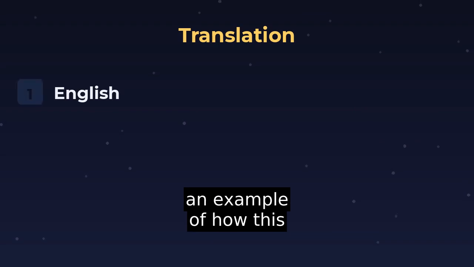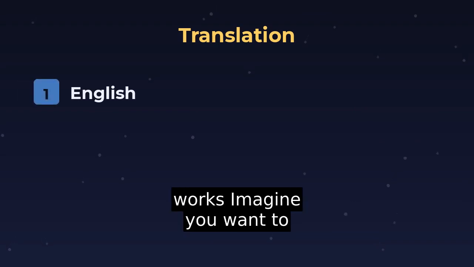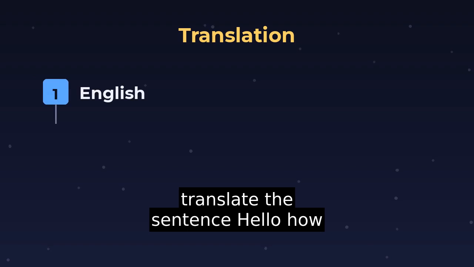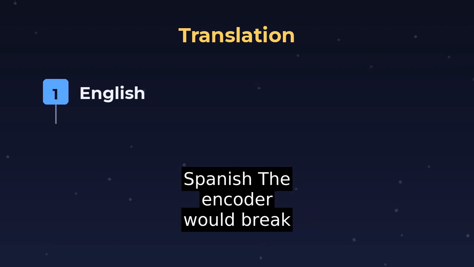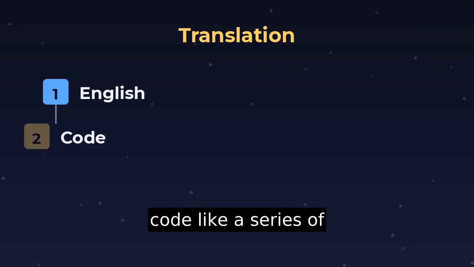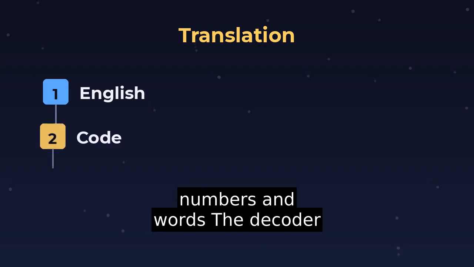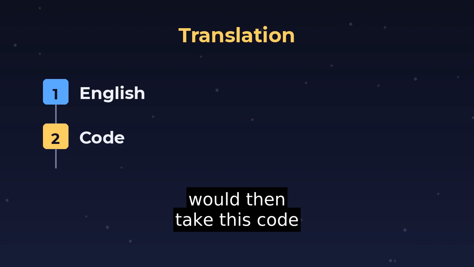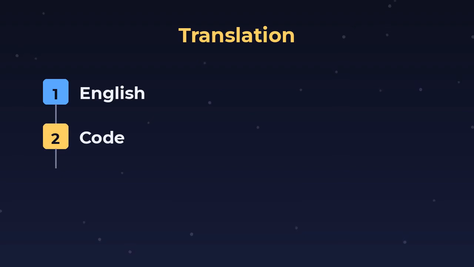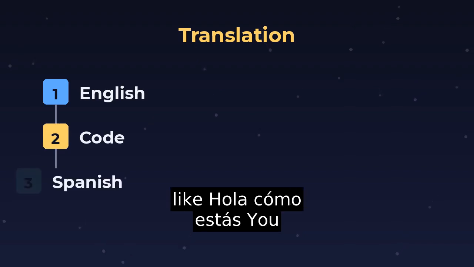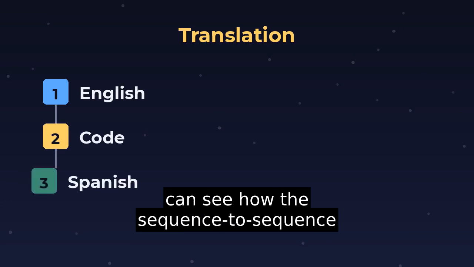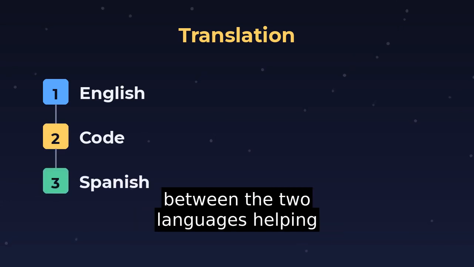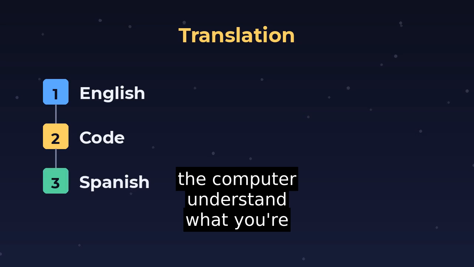Let's see an example of how this works. Imagine you want to translate the sentence "Hello, how are you?" from English to Spanish. The encoder would break down the sentence into a code, like a series of numbers and words. The decoder would then take this code and translate it into Spanish, like "Hola, ¿cómo estás?" You can see how the sequence-to-sequence model is like a bridge between the two languages, helping the computer understand what you're trying to communicate.